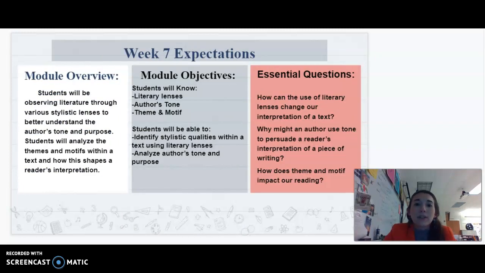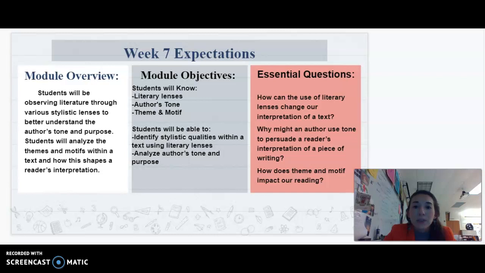Let's talk about our overview for this week. We're going to be talking about literary lenses through various stylistic lenses, including critical, classist, gender, and psychological. And we're going to talk about author's tone and purpose with those elements. Students will analyze the themes and motifs within a text and how this shapes a reader's interpretation. So students will need to know literary lenses, author's tone, and theme and motif.